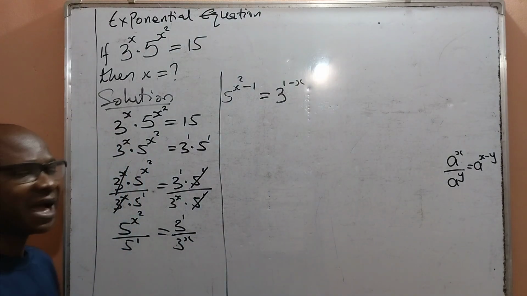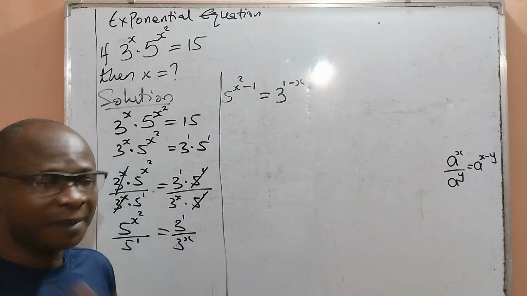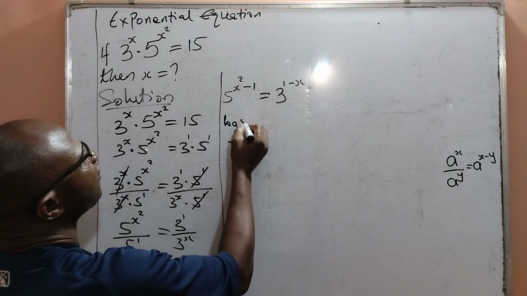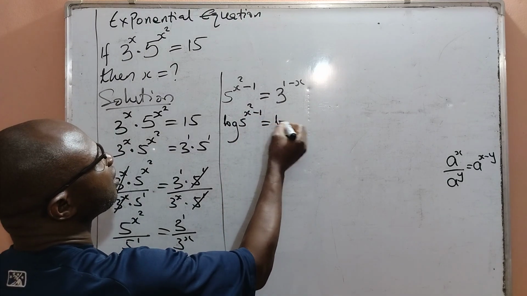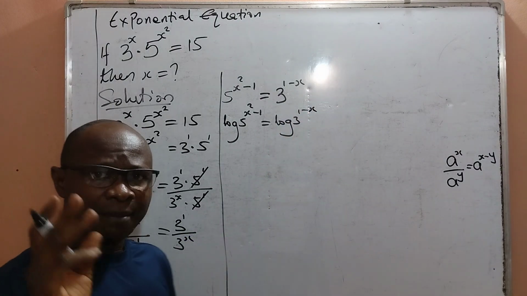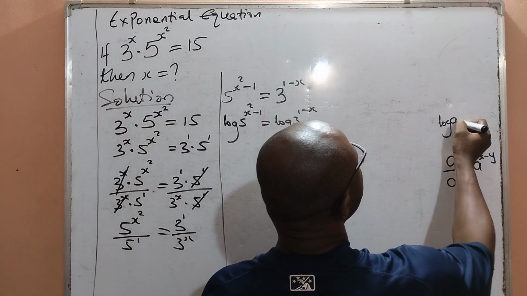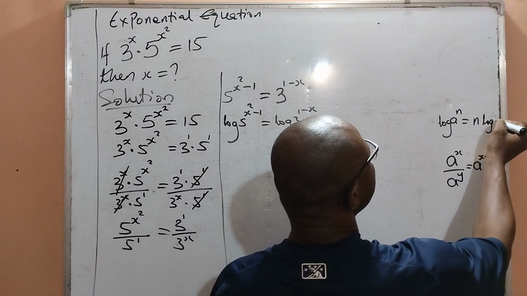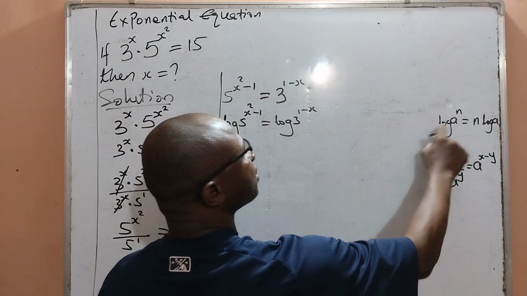Very good. At this point I will apply logarithms to both sides. And that means the log of 5 raised to the power x raised to the power 2 minus 1 is equal to the log of 3 raised to the power 1 minus x. By law of logarithms, if I give you log a raised to the power n, it is the same thing as n log a. What does that mean? The power will come to the front.